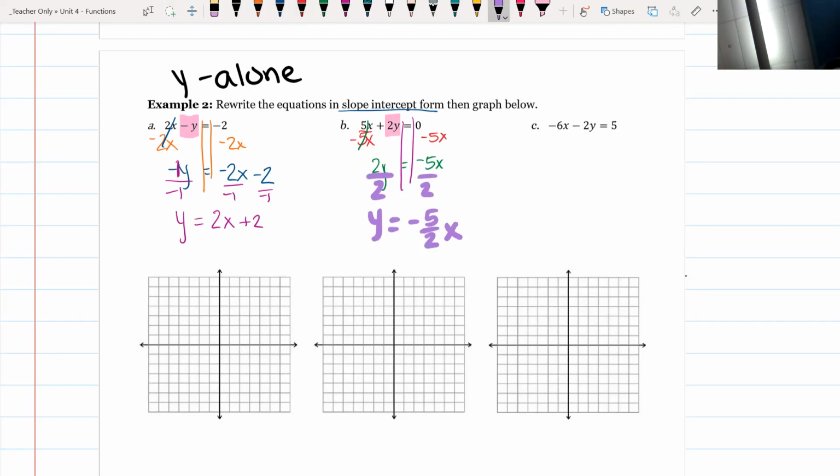Remember that there's nothing there, so you could write your plus 0, and that's where you start with your b. So I want you to graph A and B for me, and then practice solving for y and graphing that on your own. And we'll go over those in class the next time we see each other. All right.